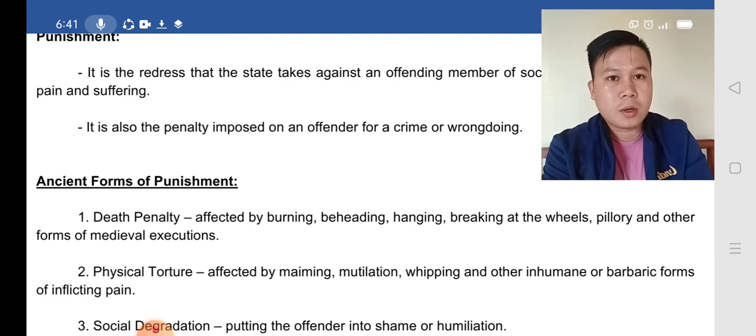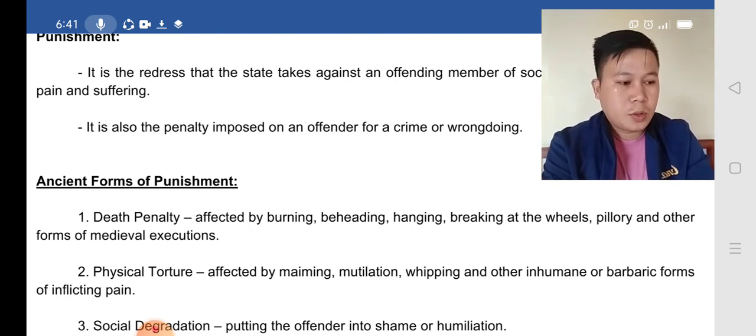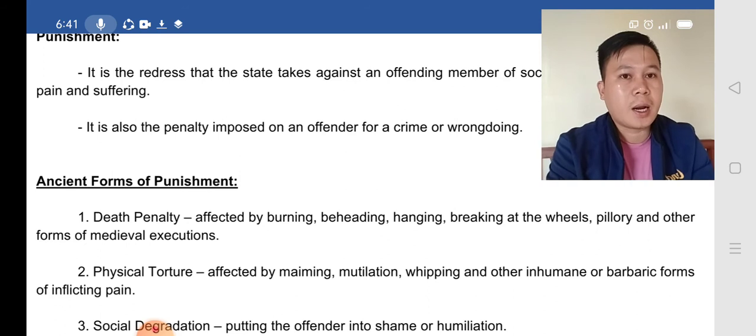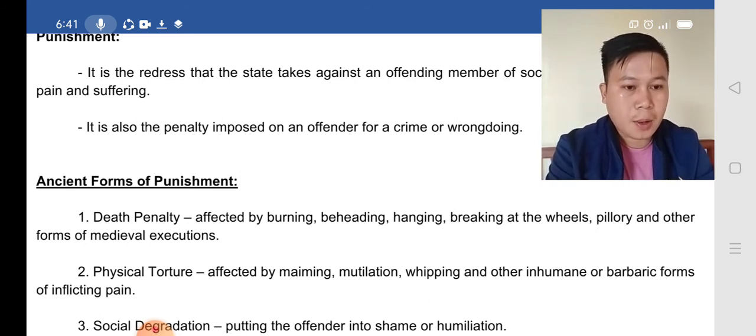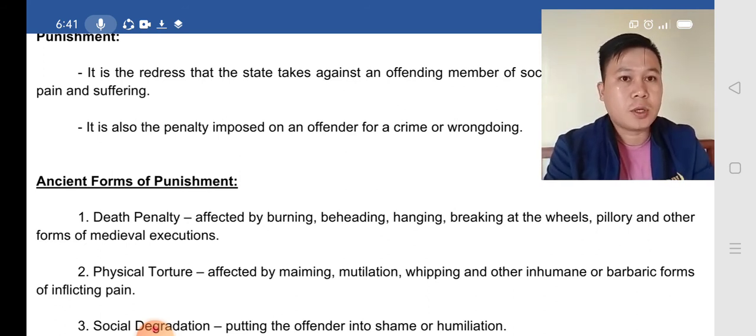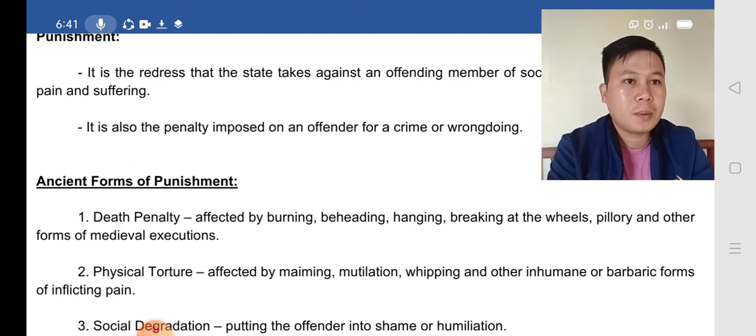In the Philippine context, mapapansin nyo kay Itchagaray, siya yung last na napatawan ng lethal injection, death penalty. Sa ancient is burning, sinusunog yung tao, beheading, pinupugutan ng ulo, hanging, breaking at the wheels, pillory, and other forms of medieval execution. So ang pinakamahirap, ang pinaka brutal dyan is yung burning at saka beheading.